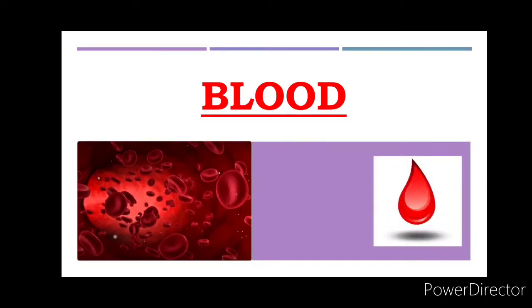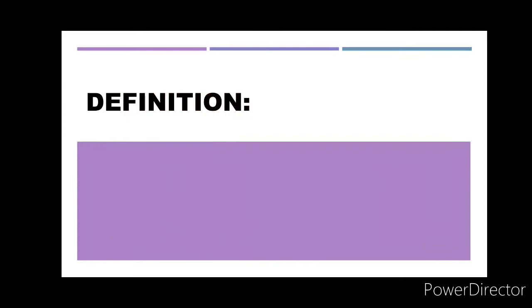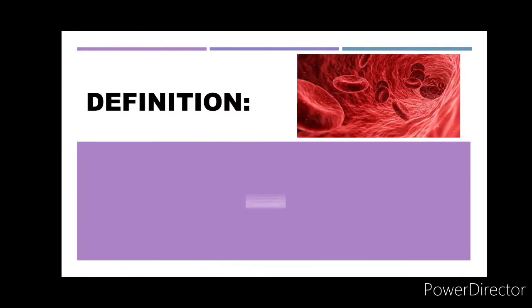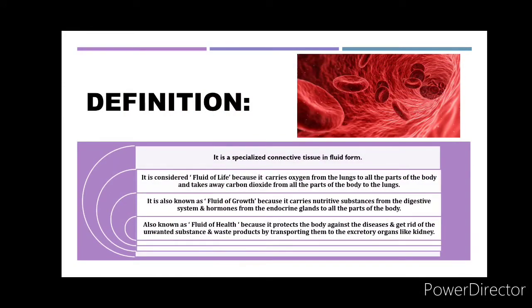Starting with the most important chapter of physiology, that is blood. Starting with the definition, it is a specialized connective tissue in fluid form. It is considered the fluid of life. Why is it known as the fluid of life?